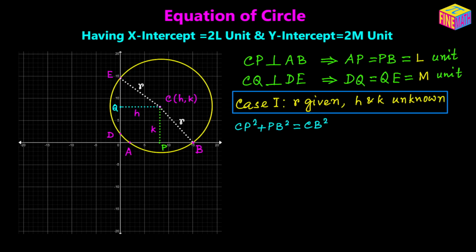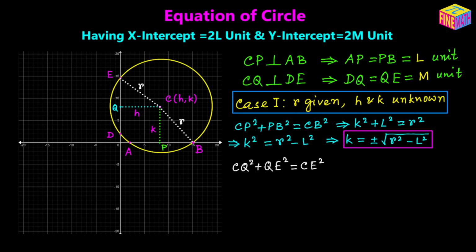So if we use the Pythagoras theorem on this right triangle, we can say that CP squared plus PB squared will be equal to CB squared, and that turns out to be k squared plus l squared is equal to r squared. And from here, k squared can be written as r squared minus l squared. And then from here we can say k could be equal to plus or minus square root of r squared minus l squared.